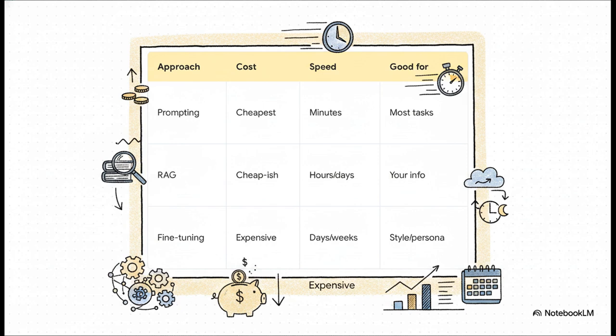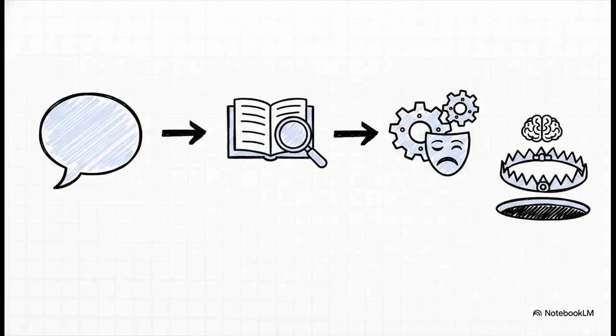When you map out the options, you see prompting is the absolute cheapest and takes just minutes. Then there's RAG, Retrieval-Augmented Generation, which is relatively cheap and takes maybe hours or a few days to set up. But then you have fine-tuning. Fine-tuning is expensive. It eats up compute, it eats up data, and it takes days or even weeks to pull off. So the golden rule, the huge takeaway here is this: always start with prompting.